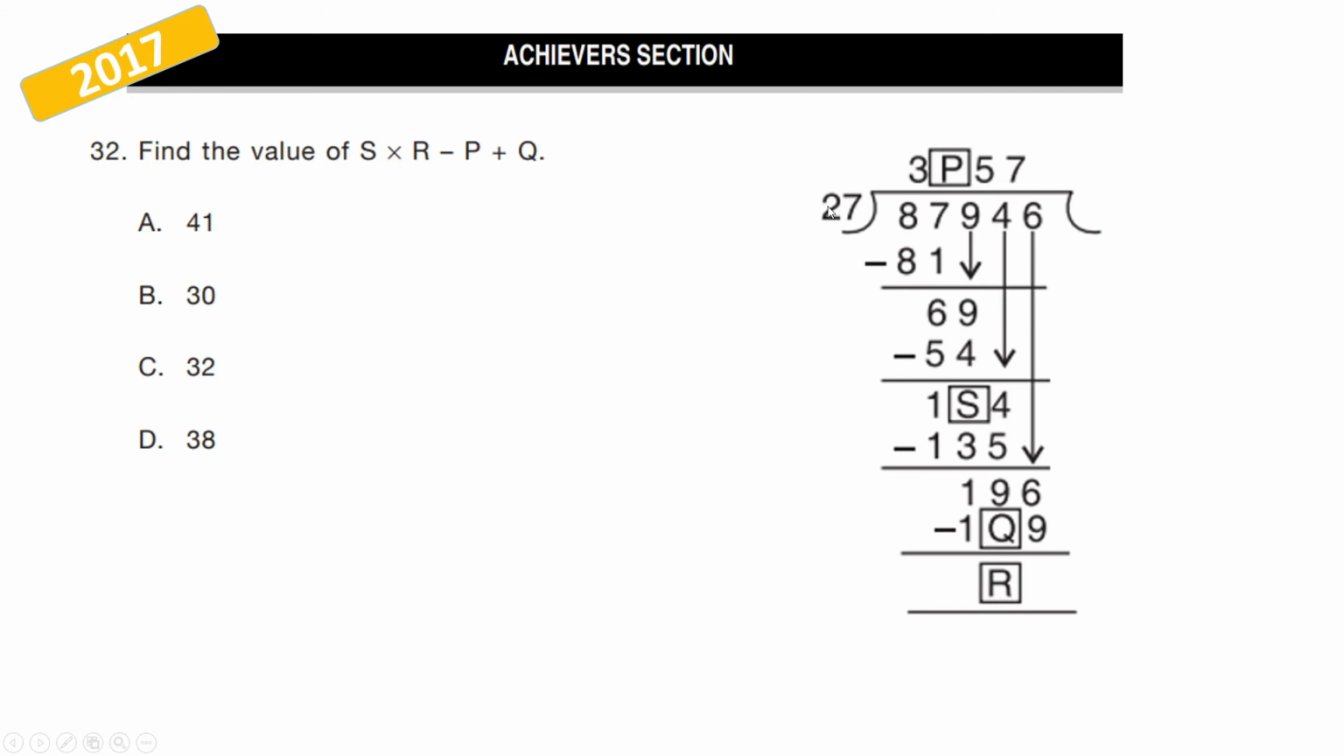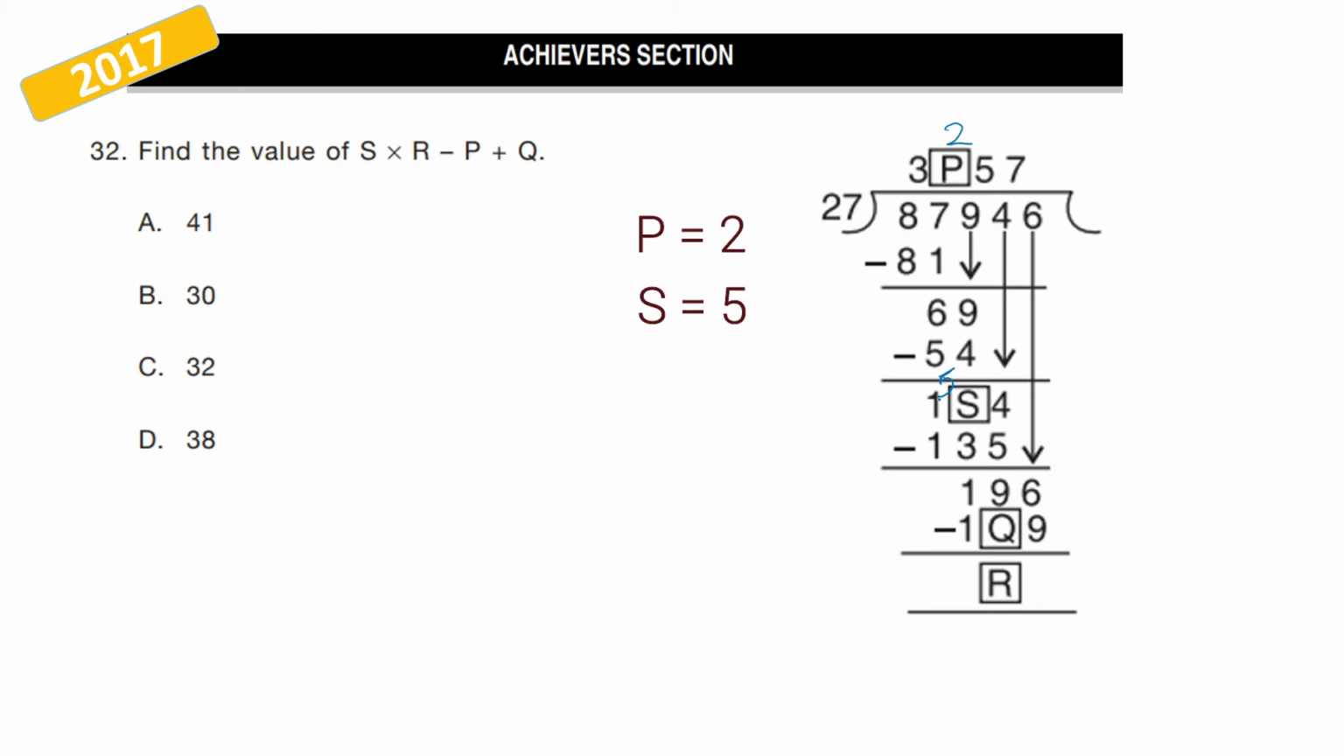First is 27, 3. So 27 times 3 is 81 here. When we subtract it from 87, we are left with 6. 9 comes down. Now 27 times something is 54. If you look carefully, this is actually just the double. So 27 times 2 is 54. So we get P to be 2. We subtract this. 9 minus 4 is 5. So we get S also.